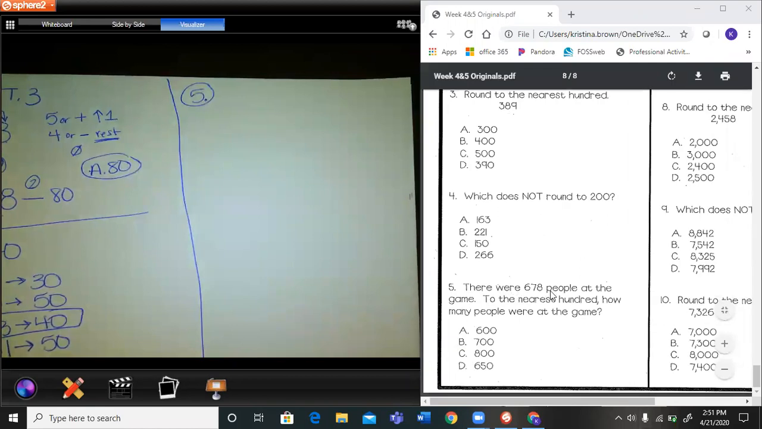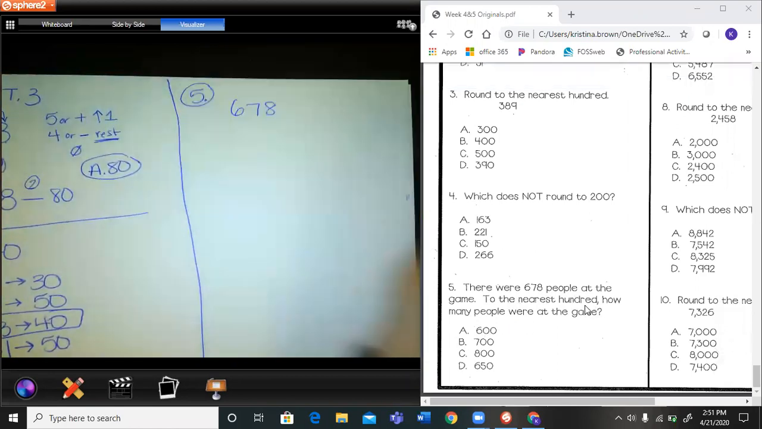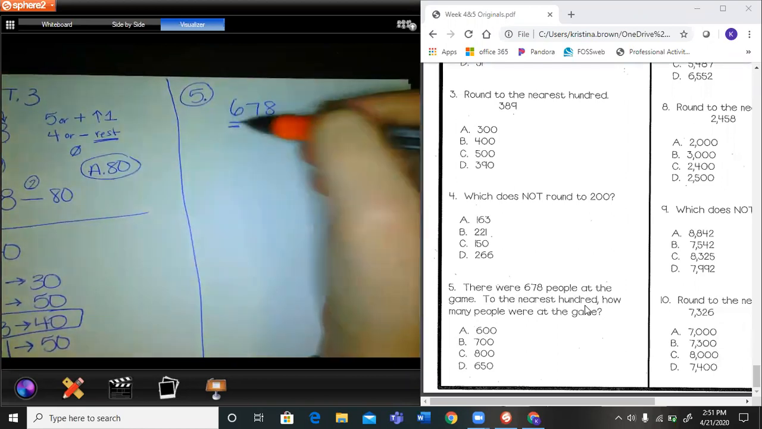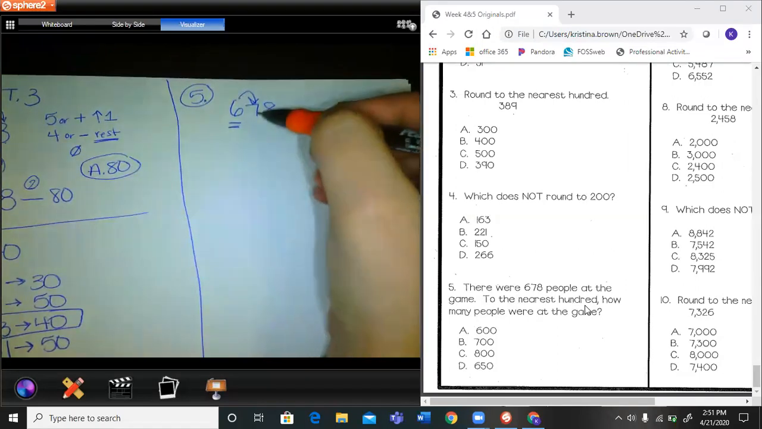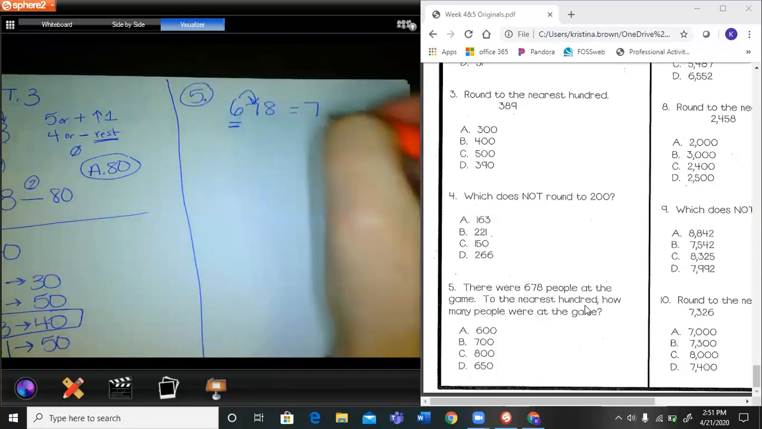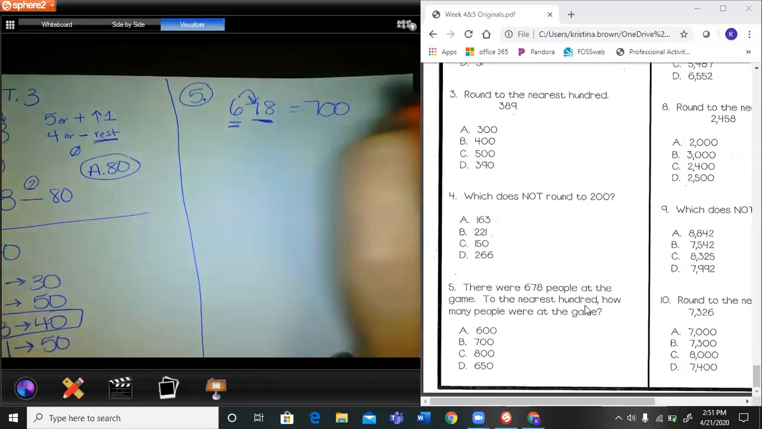There were 678 people at the game. To the nearest 100, how many people were at the game? 678. Find my number, it's in the hundreds place. Look to the right, 5 or more, so I gotta raise the score. So this 6 becomes a 7, and my 2 place value spots to the right turn into zeros. So it's gonna be 700, B.